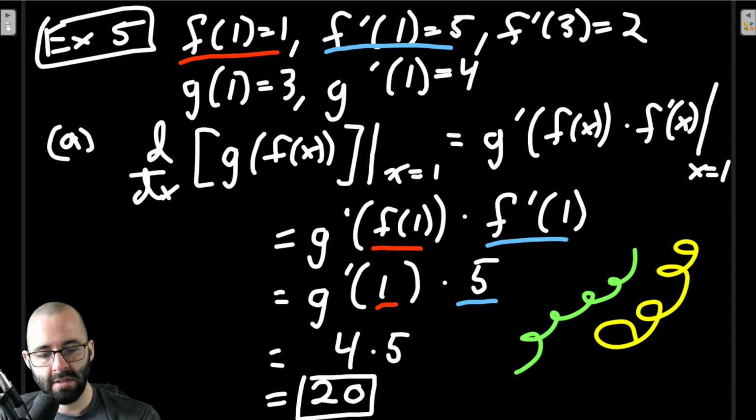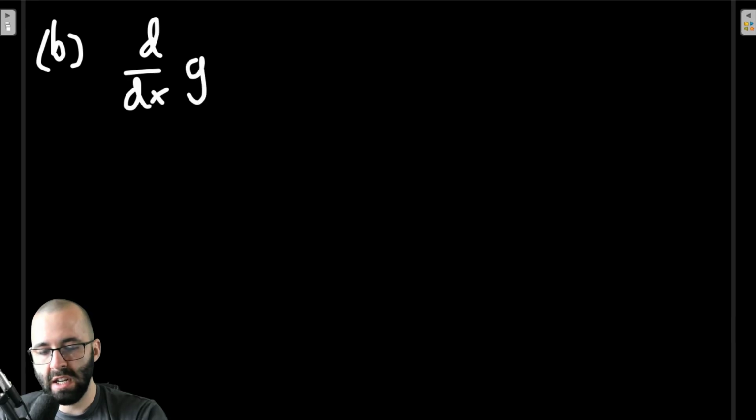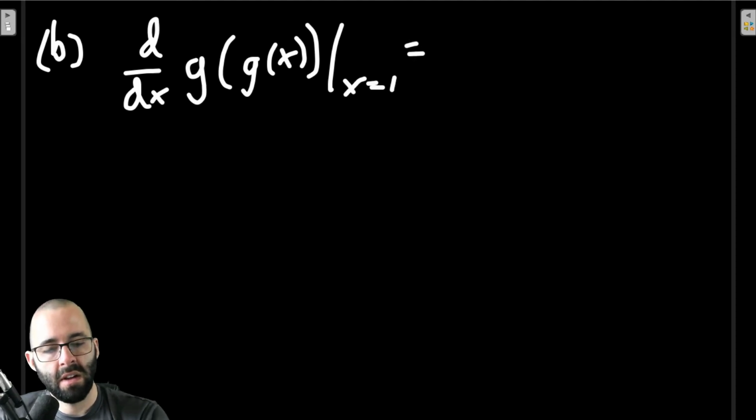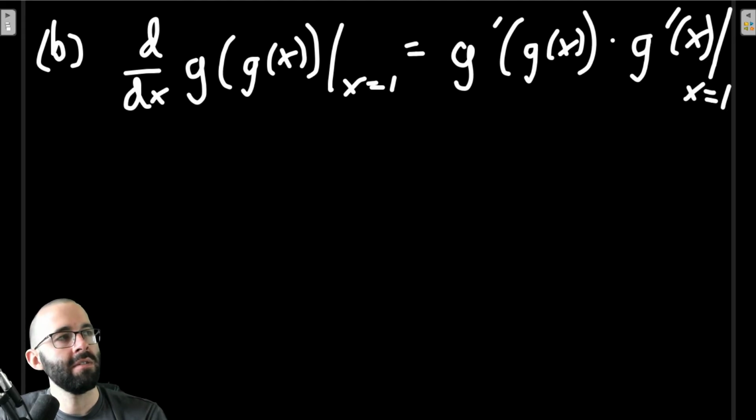Ooh. All right, we're going to have to go back and forth a little bit. Part B. Find the derivative with respect to x of g of g of x. Looks a little weird, but we're going to do this the same way as before. Derivative of the outside function, leave the inside function alone. Multiply by the derivative of the inside function. Plug in 1 at the very end. It looks weird because it's the same function on the inside and the outside, but we follow the same steps.